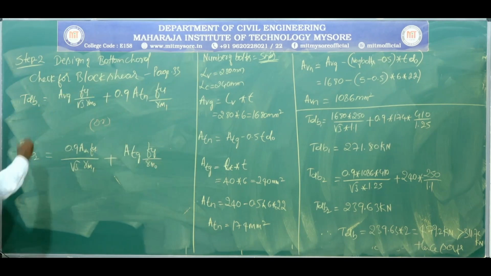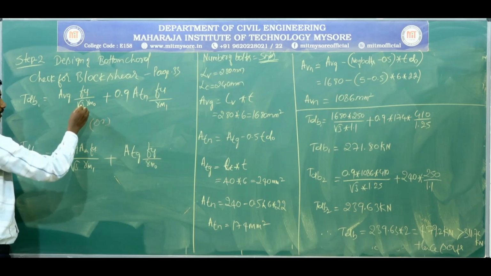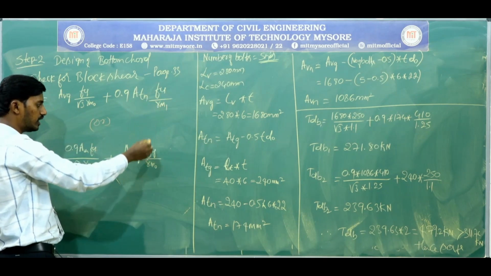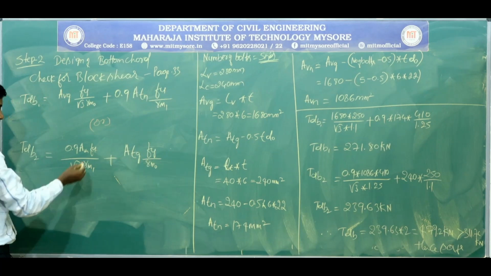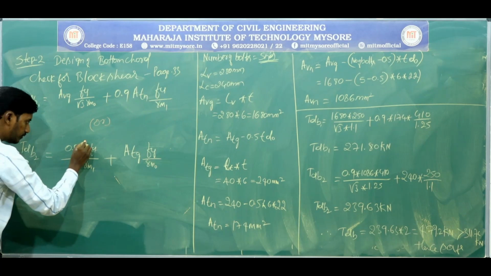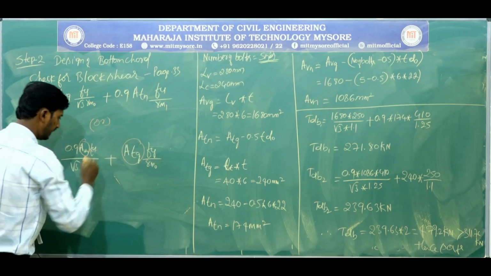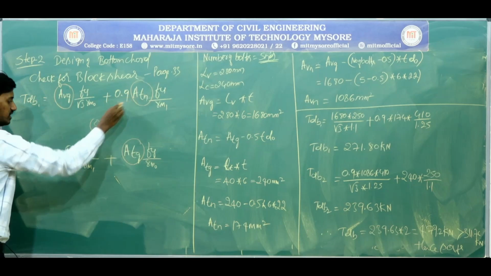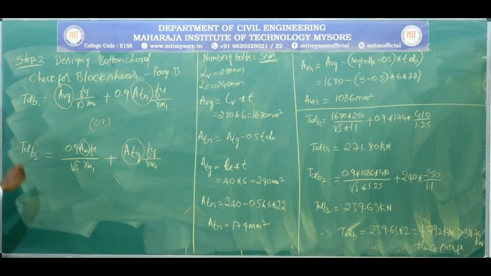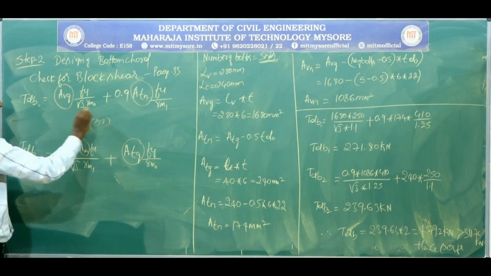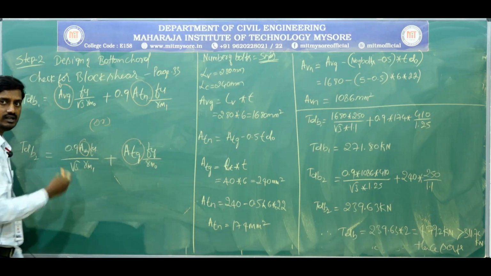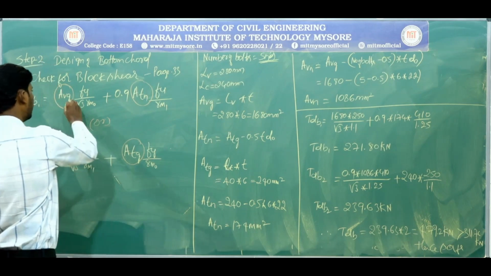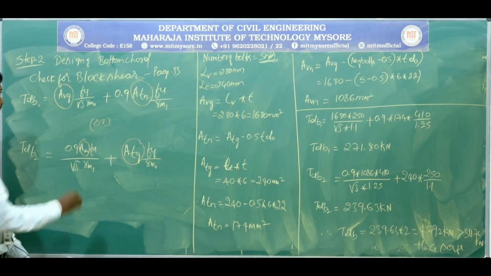If you observe this formula, Fy by root 3 gamma m0 or 0.9 Fu by gamma m1, Fy by gamma m0, all this is known. Instead, AVN, ATG, ATN and AVG, only these four things are unknown in this equation, right? So if you find these four things, you can easily solve this equation, correct? So how to get these four things?